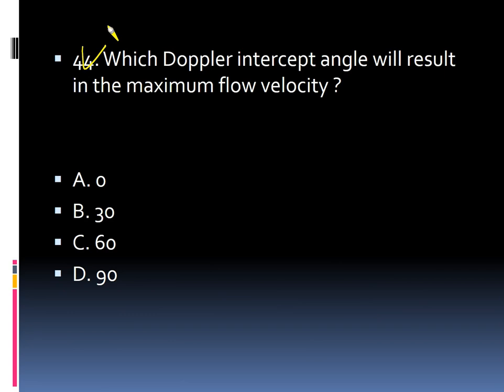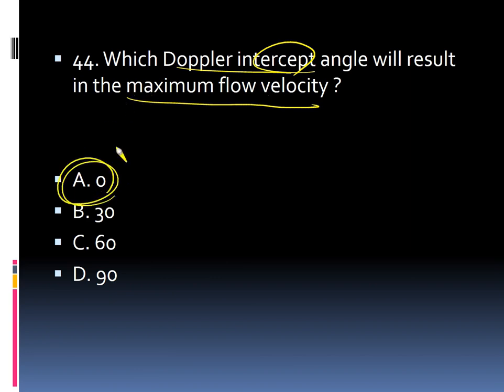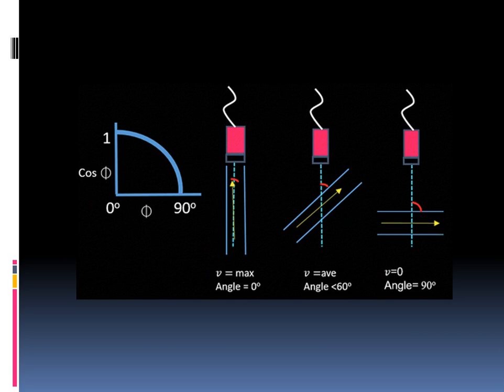Since it's a simple question, let's go straight to the answer. This question is asking about the Doppler angle that allows you to obtain the maximum velocity. The answer is option A. When there is no angle and the probe is positioned parallel to the vessel, you can obtain the highest blood flow velocity value. As you can see in the illustration, when there is no angle and the direction of blood flow and the probe are aligned, you can obtain the highest velocity information.